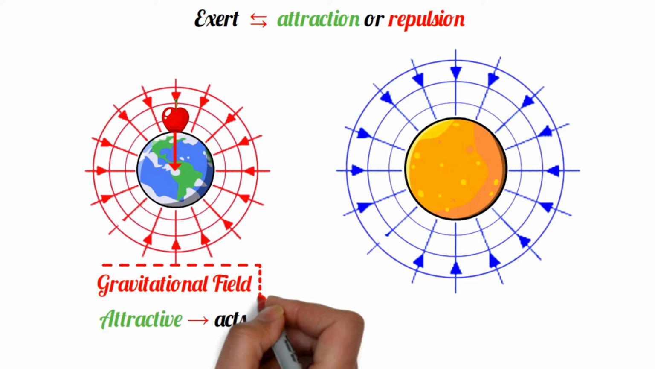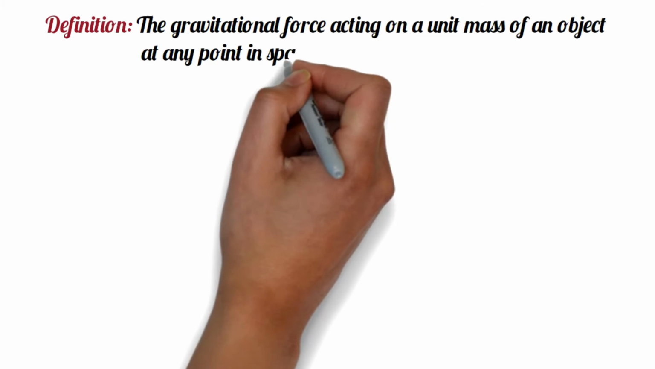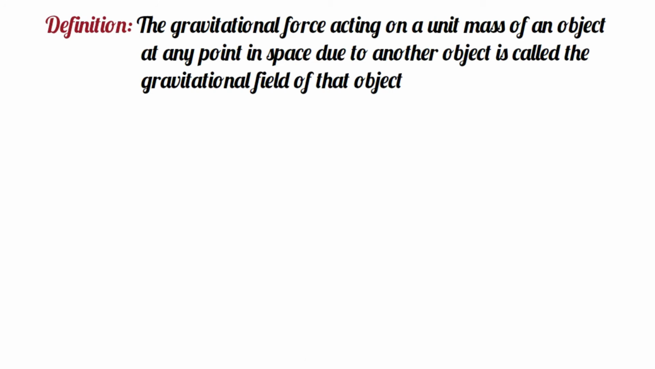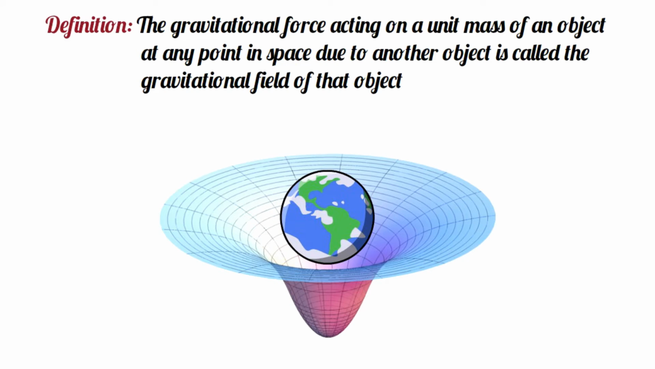Now if we want to define the gravitational field, then it can be defined as follows. The gravitational force acting on a unit mass of an object, at any point in space due to another object, is called the gravitational field of that object. In physics, the gravitational field is a model that is used to explain the influences that a massive object extends into the space around itself.